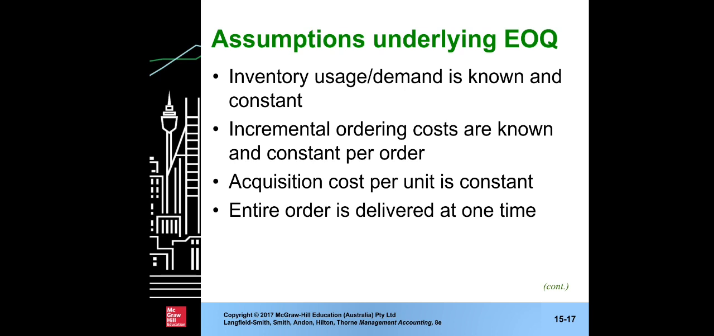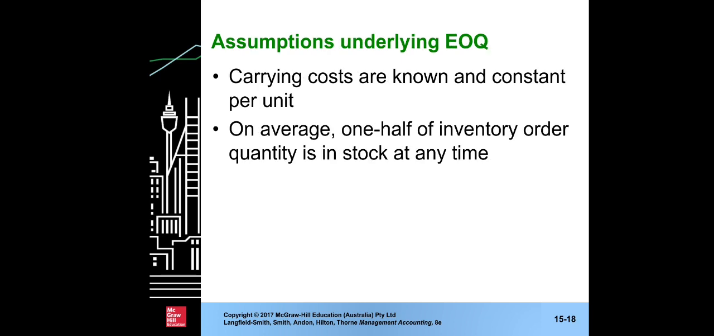Assumptions for the underlying EOQ formula and calculation. So these are the assumptions. Inventory usage or demand is known and constant. Incremental ordering costs are known and constant per order. Acquisition cost per unit is constant. Entire order is delivered at one time. These are two more assumptions. Carrying costs are known and constant per unit. On average, 1/2 of the inventory order quantity is in stock at any time.